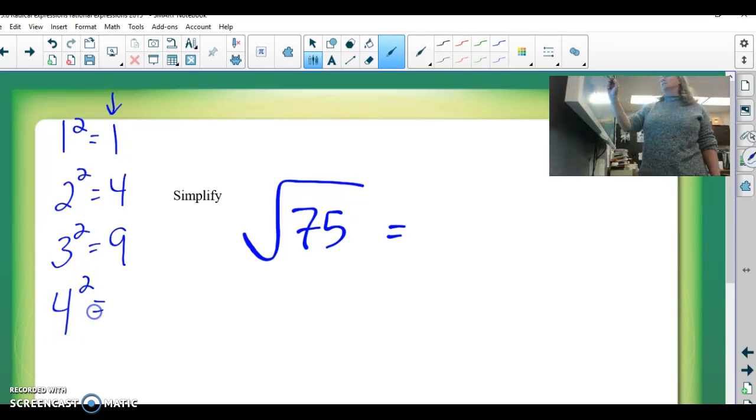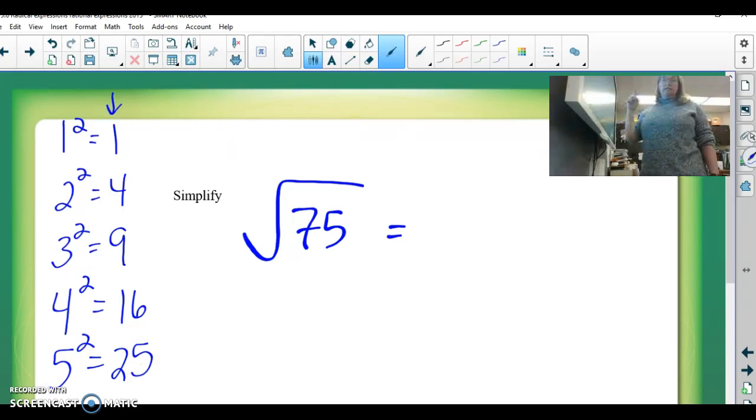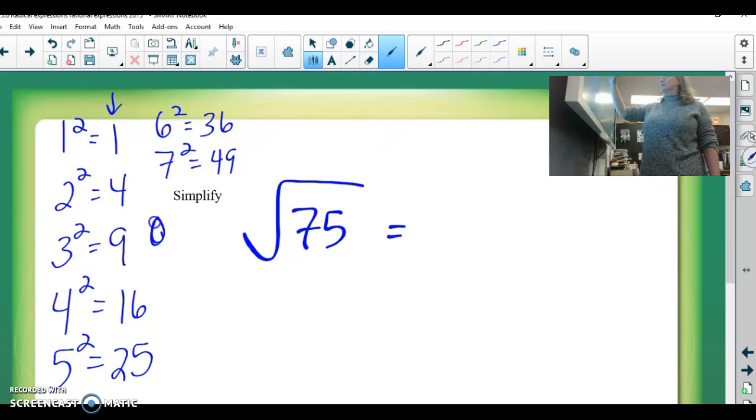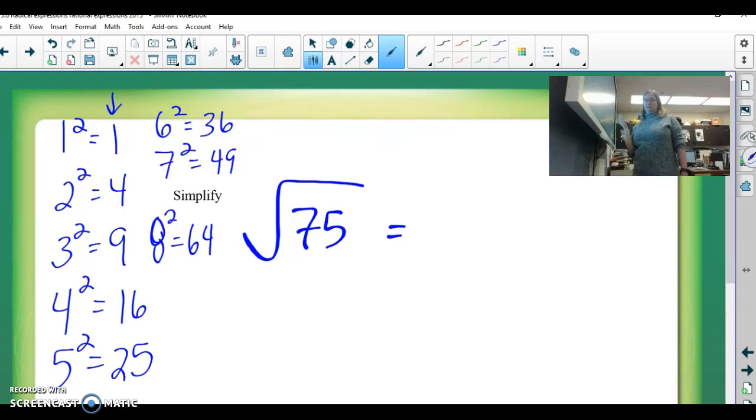And I'm going to keep going here because none of these go in so far. This is 16. 5 squared is 25. 25 does go evenly into 75. And if you look at 6 squared, it's 36. That doesn't go in. 7 squared is 49. 8 squared is 64. I'm getting too big. You can't multiply 64 by anything to get 75. So this is what we're looking at right here. 25 is a perfect square that goes into 75.